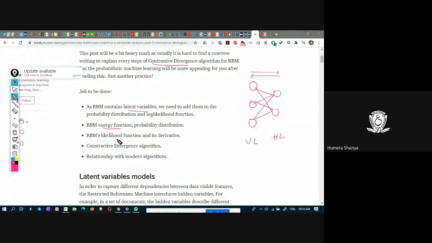RBMs also use the likelihood function and its derivatives. It means, as in probability we know, the likelihood of occurrence of this event X is some 20%. And then finally the contrastive divergence algorithm, and then the relationship with modern algorithms. There are some modern algorithms that perform similar functionality, and that will be discussed towards the end.